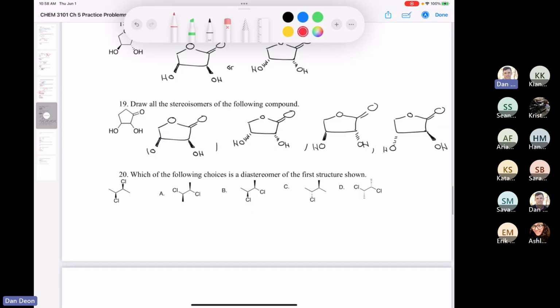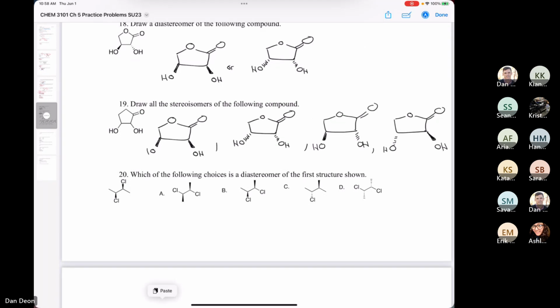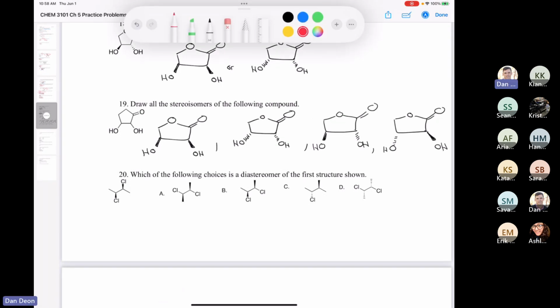Again, keep in mind that these two are not meso. So not meso. There's no plane of symmetry in there because of the carbonyl.